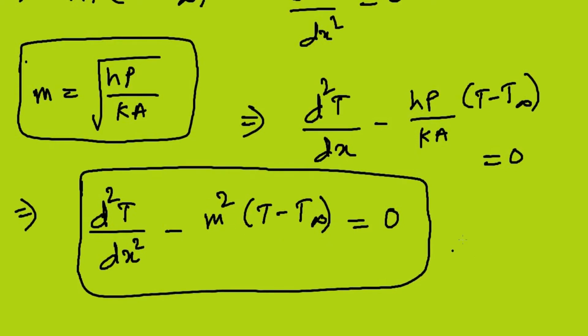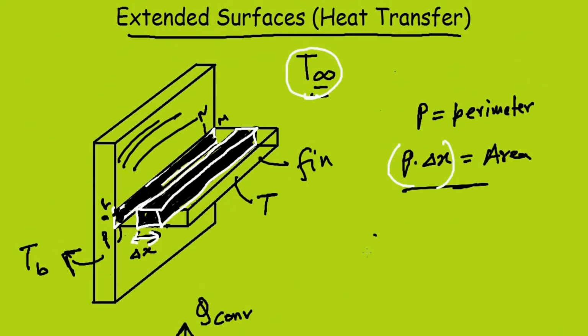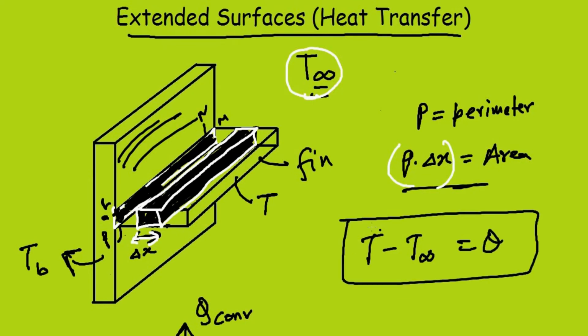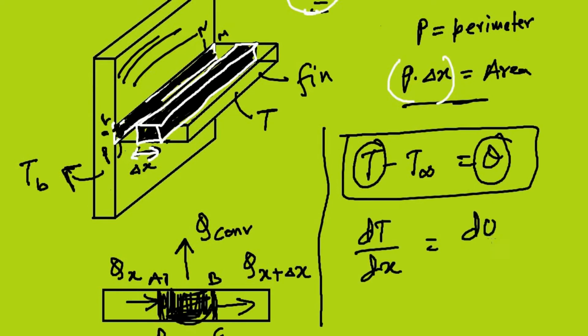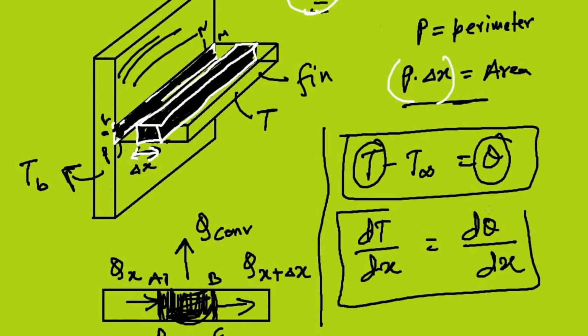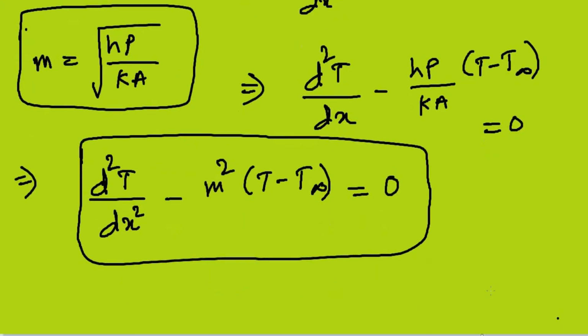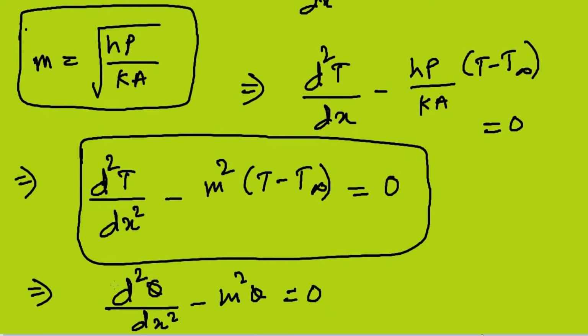I can do one more thing. I will assume T minus T infinity as theta. I will write this at the top: T minus T infinity equals theta. Notice one thing, this T changes with x, so theta will also change with x. If I differentiate both sides, dT/dx is nothing but d theta/dx. I will replace this in the equation that we have derived. So this becomes d² theta/dx² minus m² theta equal to 0. This is the differential equation that we wanted to derive.